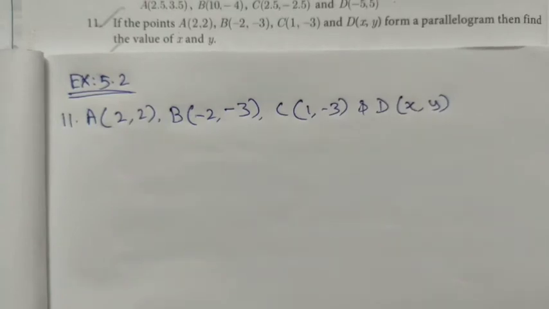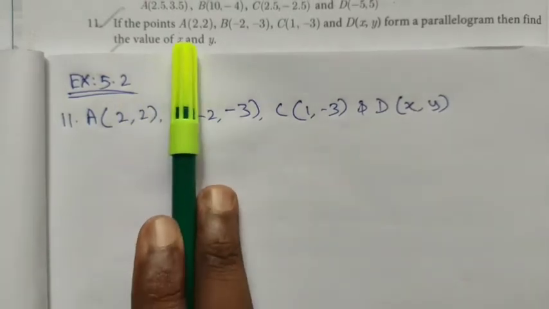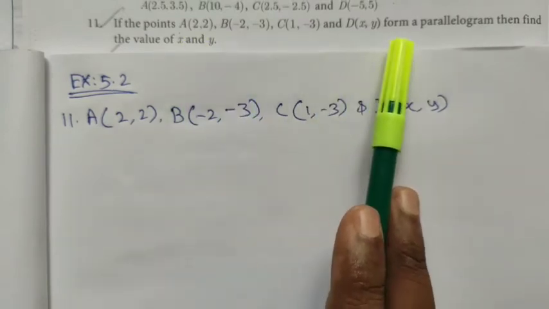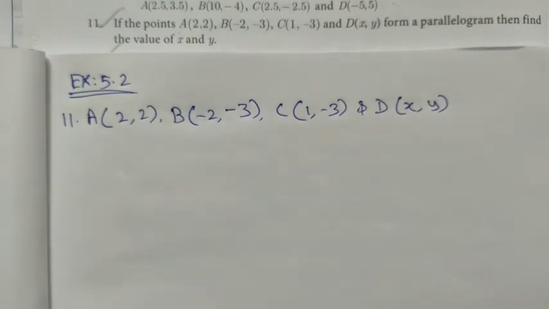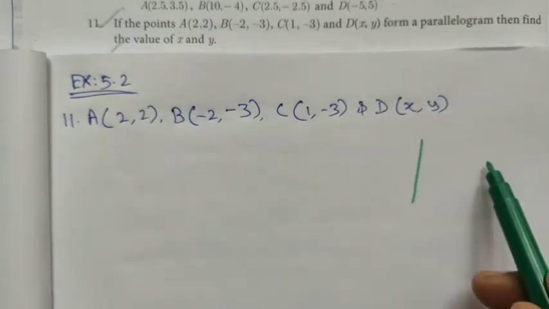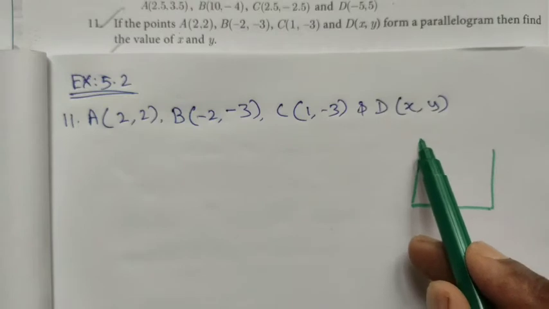Exercise number 5.2, question number 11. If the points A, B, C and D form a parallelogram, then find the value of x and y. The condition itself is given: it forms a parallelogram. Parallelogram means we know that opposite sides are parallel.